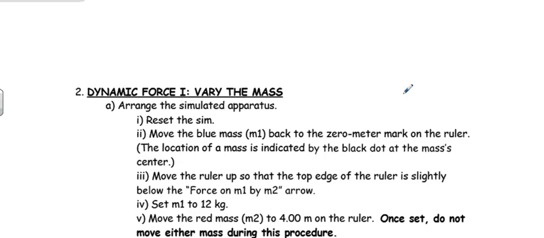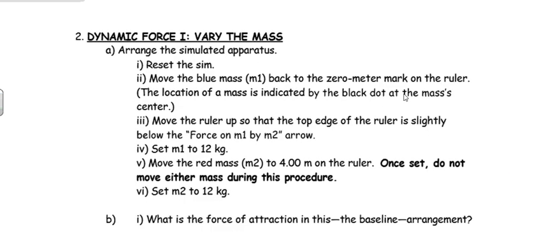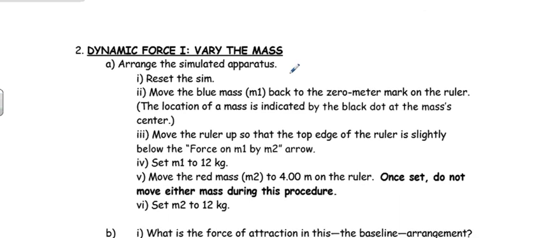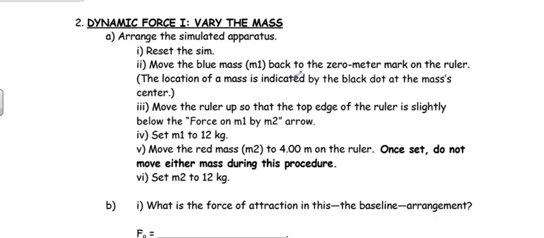All right, the actual lab deals with this. So part 1, vary the mass. And then part 2, what we're going to do is vary the distance. So for varying the mass, of course, we're going to keep the distance constant. If I look over here, it says reset. Move the blue mass back to the 0 point on the ruler. Move the ruler so the top edge is slightly, yes.